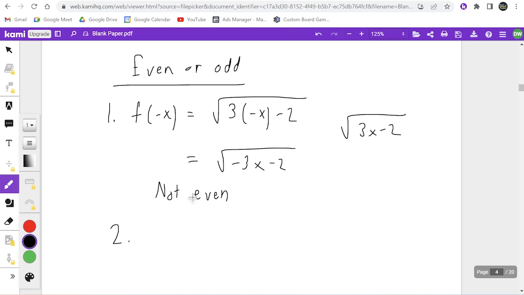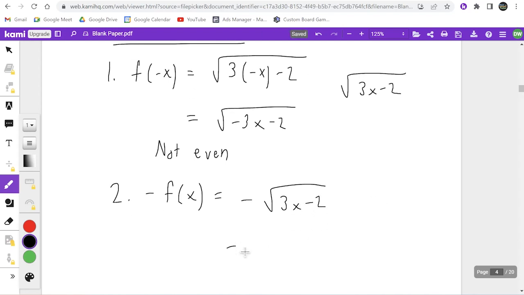Number 2, step 2 is we got to find negative f of x. The easiest way to do that is just put a negative sign in front of your original function. And now the real question is, does this equal the thing I said earlier? Does this equal square root of negative 3x minus 2?